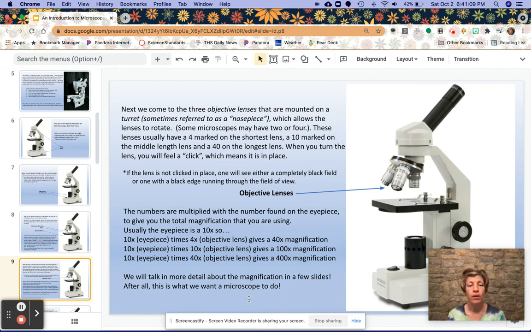The numbers are multiplied with the number found on the eyepiece to give you the total magnification that you are using. Usually the eyepiece is a 10x, so 10x, the eyepiece, times 4x, the objective lens, gives a 40x magnification. 10x, the eyepiece, times 10x, the objective lens, gives a 100 times magnification. And a 10x eyepiece times 40x objective lens gives a 400x magnification. We will talk in more detail about the magnification in a few slides. After this, this is what we want a microscope to do.